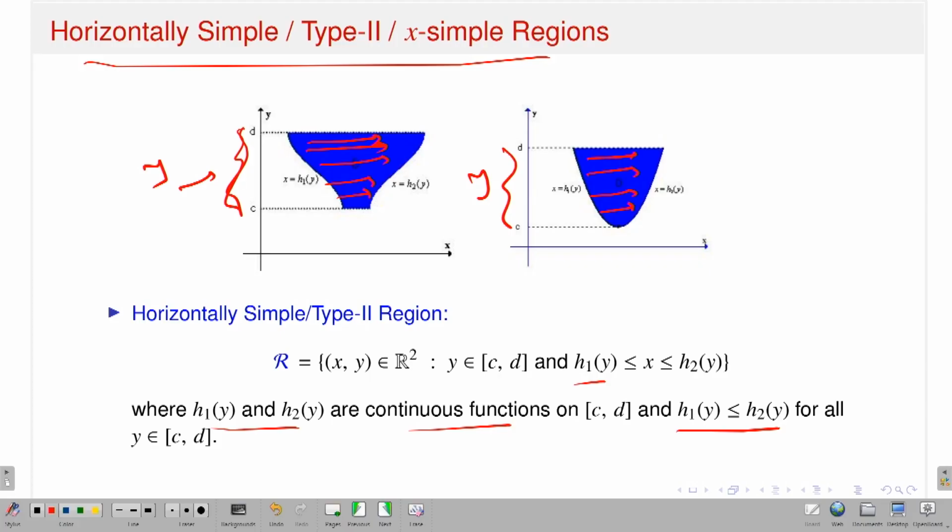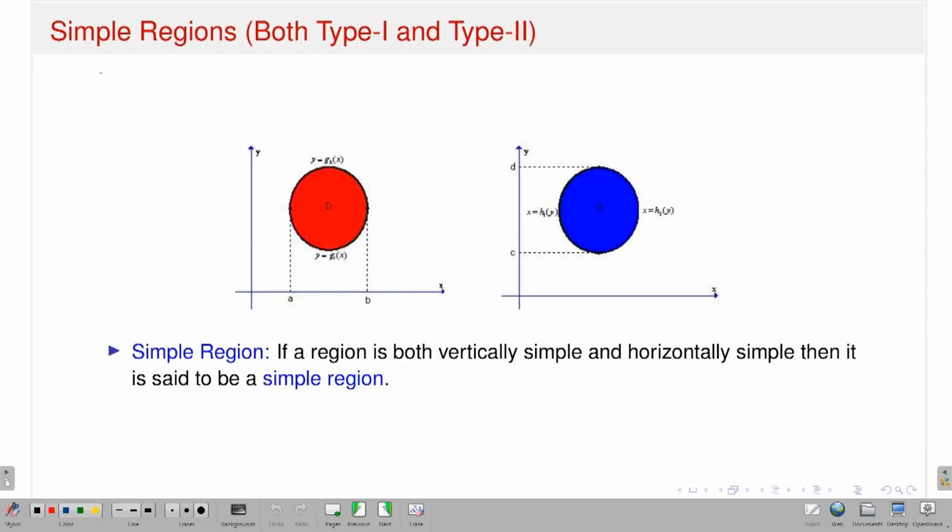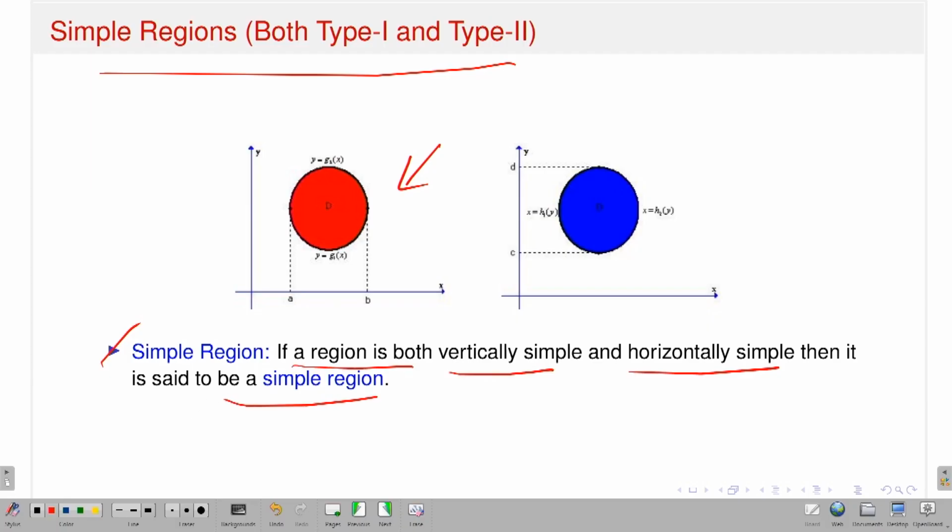Next, if I have a region which is both type 1 and type 2, that means both vertically simple and horizontally simple, the answer is yes, yes. So, look at this region: simple regions which are both type 1 and type 2. What is my definition for a simple region? I am saying that if a region is both vertically simple and horizontally simple, then it is called a simple region, and you can see from the picture it is quite clear.